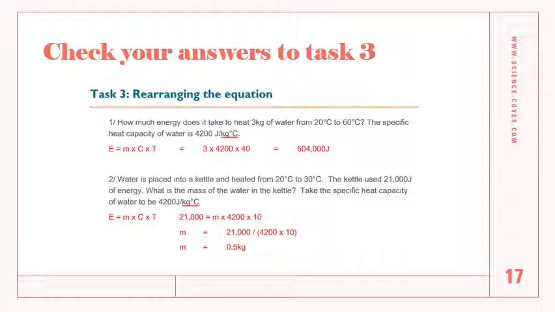Question 2. Water is placed into a kettle and heated from 20 to 30. The kettle uses 21,000 joules of energy. What is the mass of the water in the kettle? Take the specific heat capacity of water to be 4,200 joules per kilogram degree Celsius. So we can rearrange the equation here to get the mass. So mass is the energy divided by the specific heat capacity times the temperature change. So that's 21,000 divided by 4,200 times 10, and that gives you a mass of 0.5 kilograms.